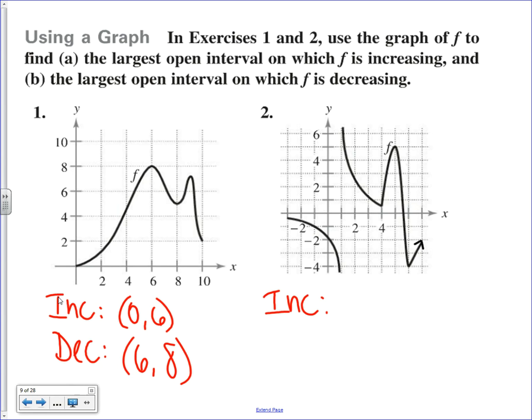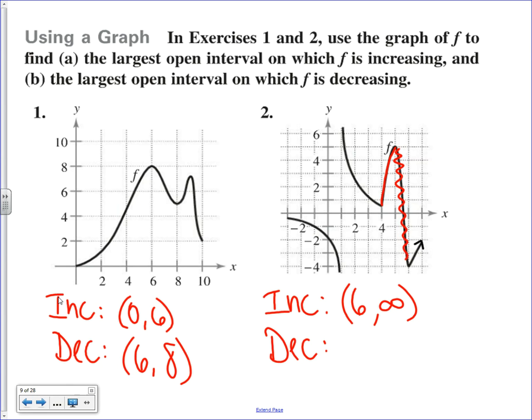Four to 5. Okay, everybody agree it's increasing there? I don't know that that's the largest. 6 to infinity. You see how that one has an arrow and this one doesn't? Okay. How about decreasing? 5 to 6. So this is definitely decreasing.